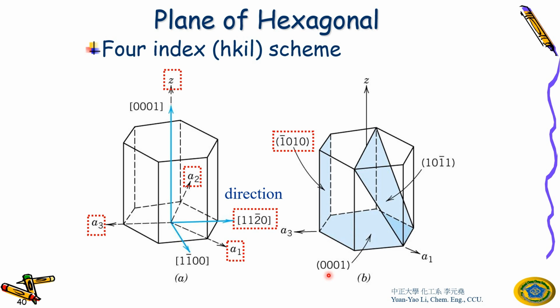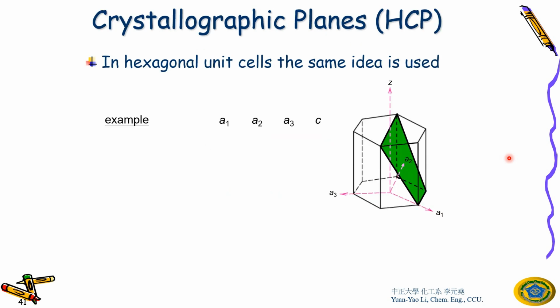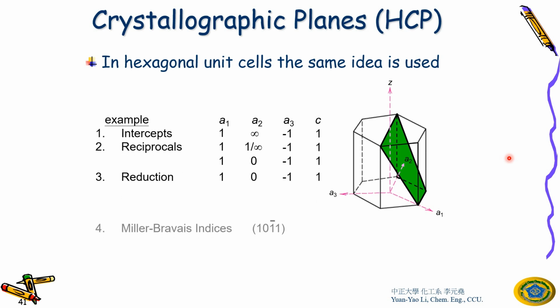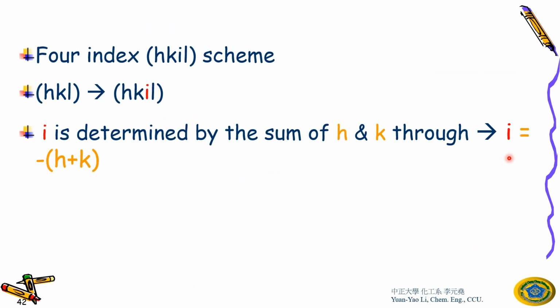Okay? And this is (0 0 0 1). So (0 0 0 1) means the z-axis. 1 reciprocal is infinite, right? So infinite is this place. Okay? So again, I just show you this so you can work this out by yourself.